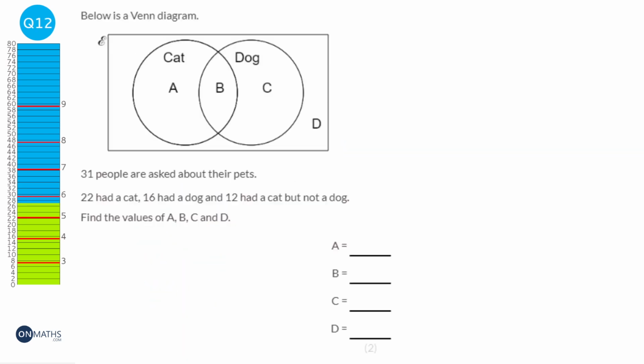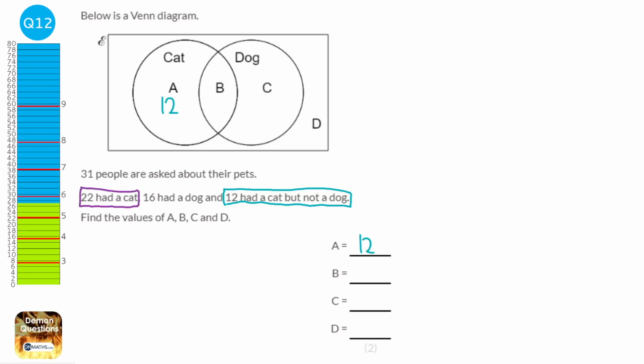The first thing that we can work out for this Venn diagram is this part here. So it says 12 had a cat but not a dog. The cat but not a dog is shown with this A here. So if 12 had a cat but not a dog, and in total 22 had a cat, we're going to do 22 take away 12, which is 10. So 10 had a cat and a dog. If 16 had a dog and 10 also had a cat, that means that 6 had just a dog.